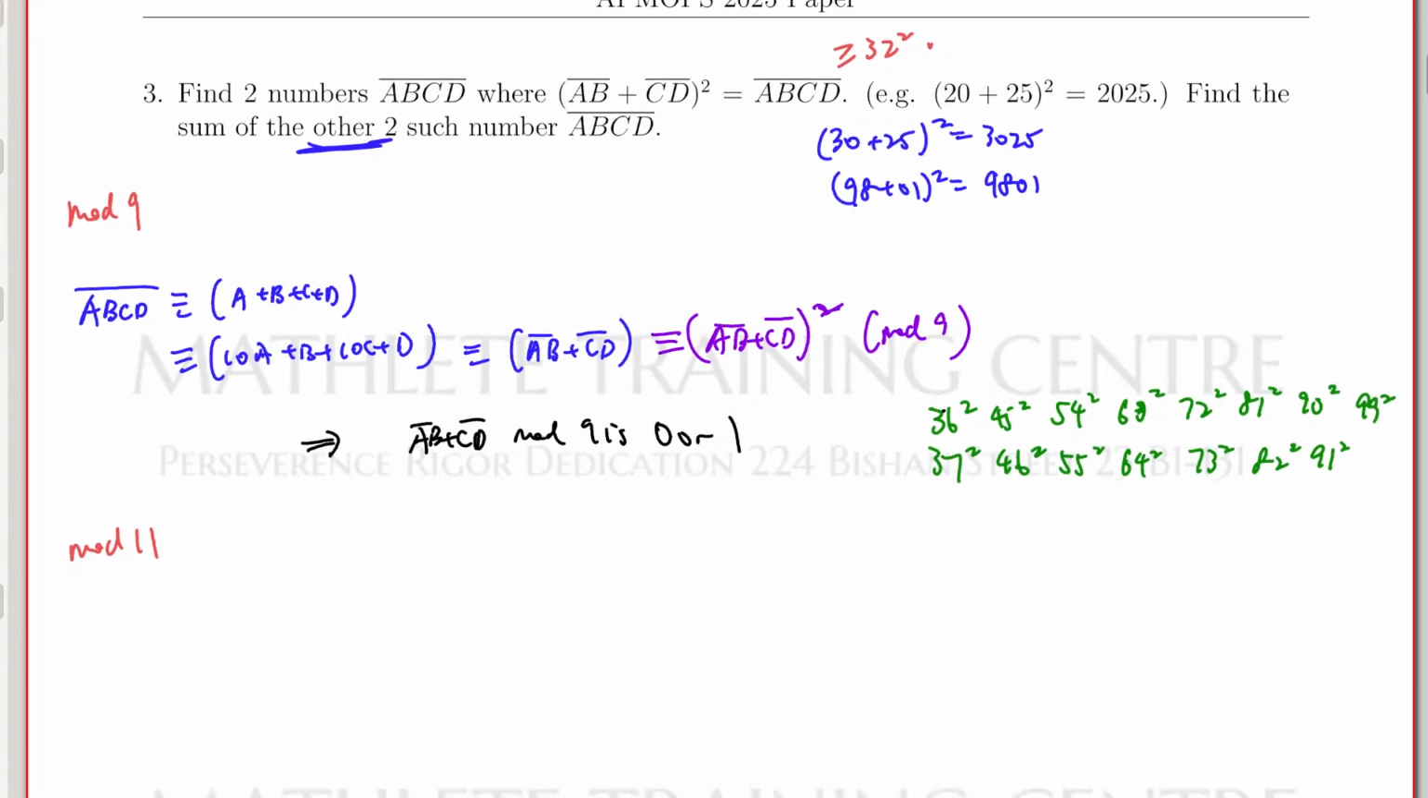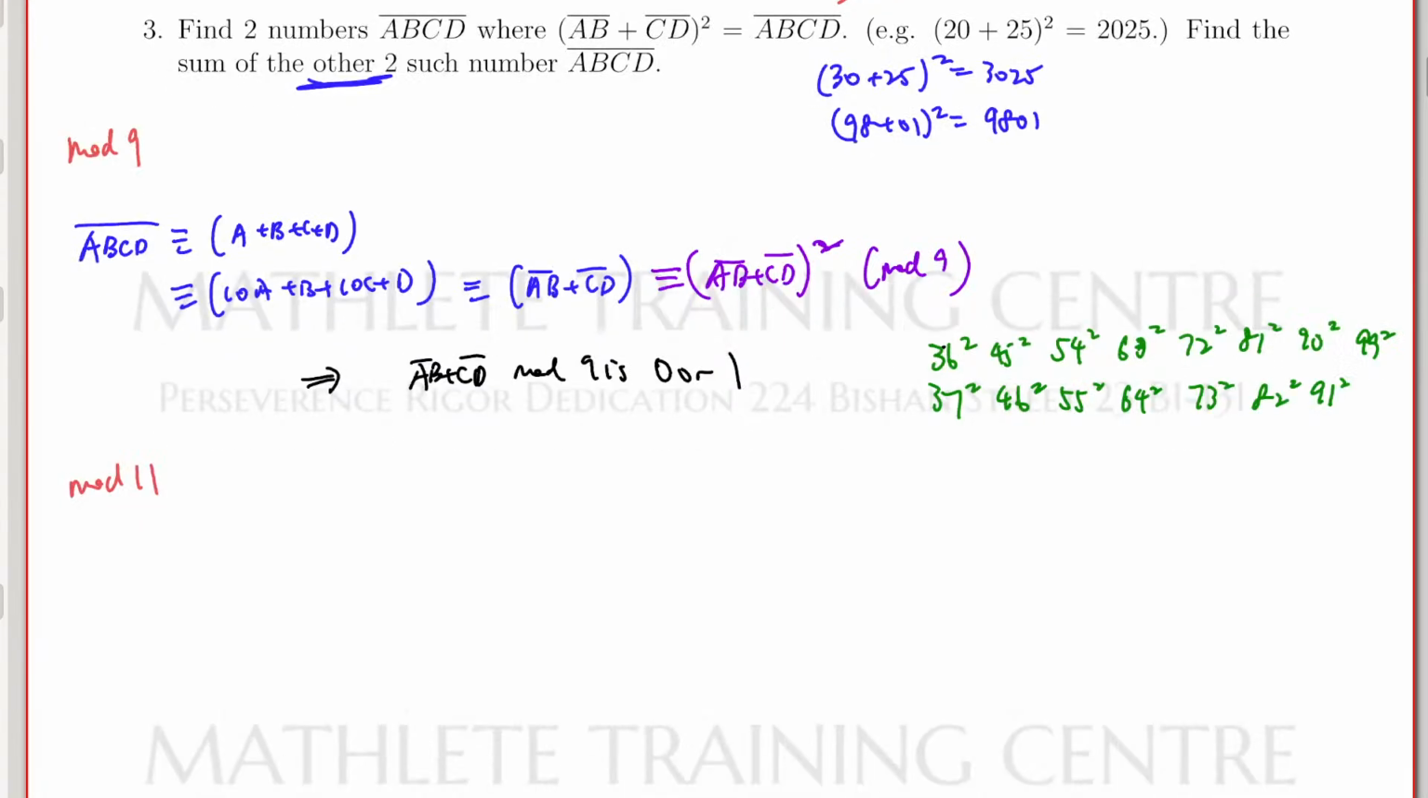What about the condition we can get for mod 11? Turns out pretty similar. Because if you take a look at what ABCD is mod 11, the check for divisibility for 11 is going to be minus A plus B minus C plus D, right?